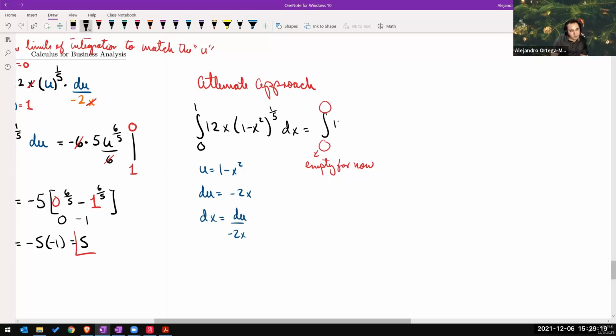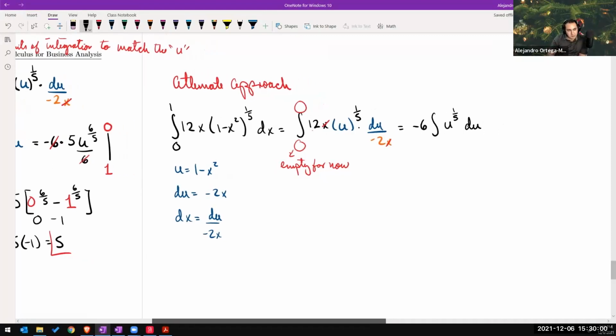So we had here a 12x times the u to the 1/5. And once we plug in the dx, it was a du over a -2x. And yeah, we cancel the x's. We divided the 12 by -6. So this one here was a -6 times the integral of u to the 1/5 du. And again, I'm leaving the bounds empty, keeping everything the same, pretending it's not a definite integral.